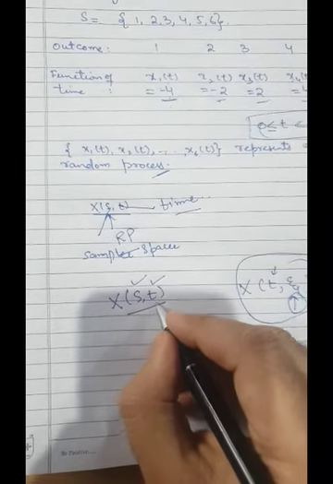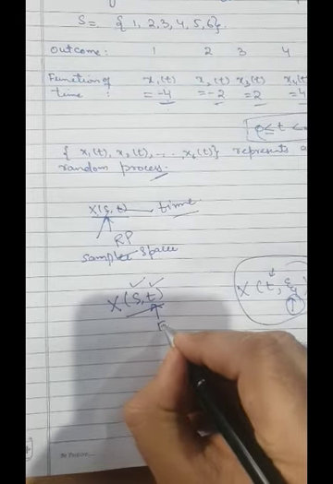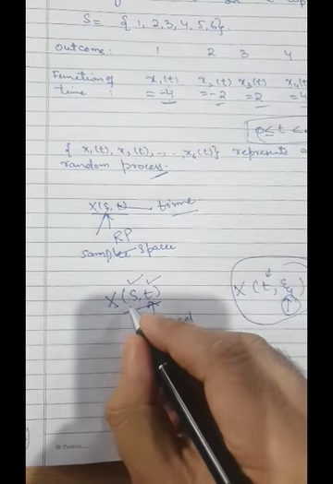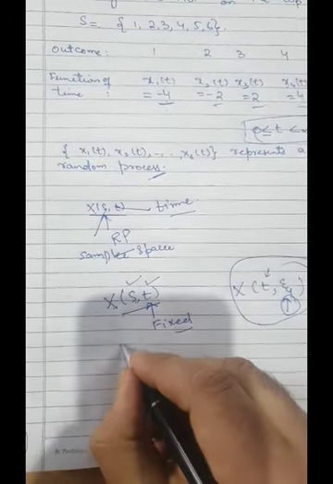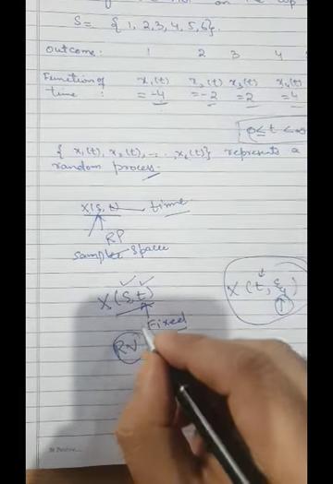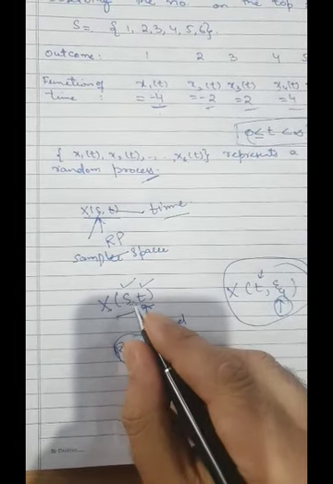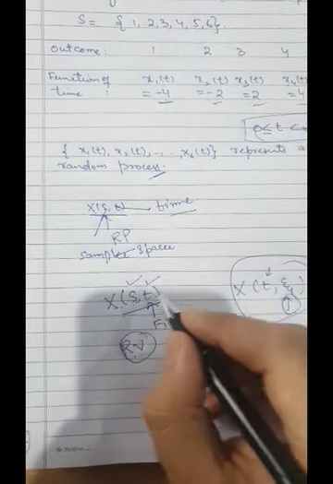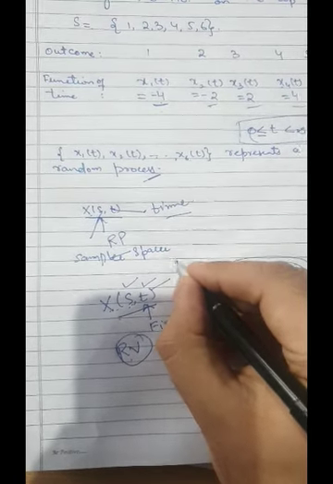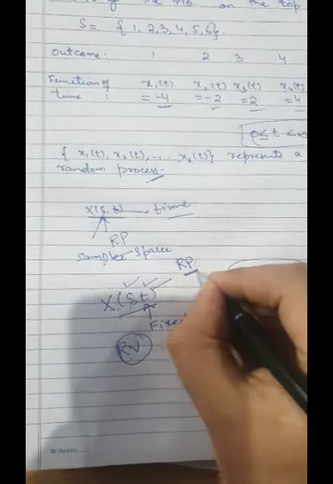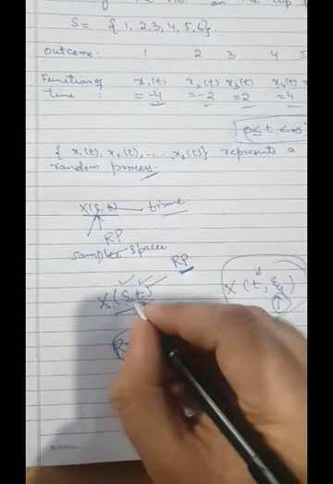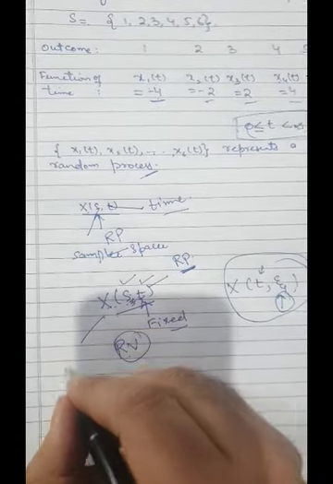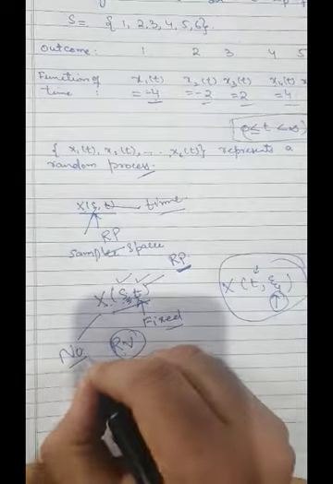Now suppose my time is fixed, then what will I get? This will be simply X(s). This is nothing but your random variable. If t is fixed, then X(s, t) is a random variable. If both are variable, then you will get your random process. This describes the random process. Now if both s and t are fixed, they are constant, then you will get nothing but a number.